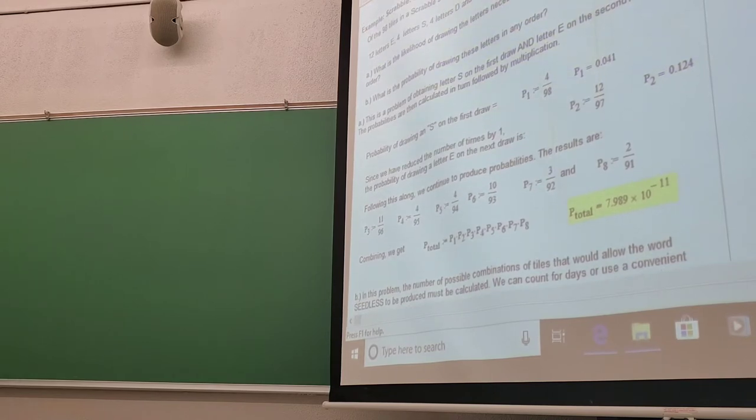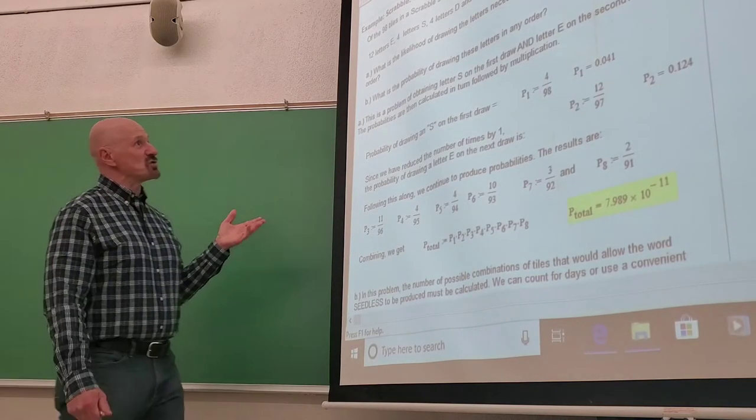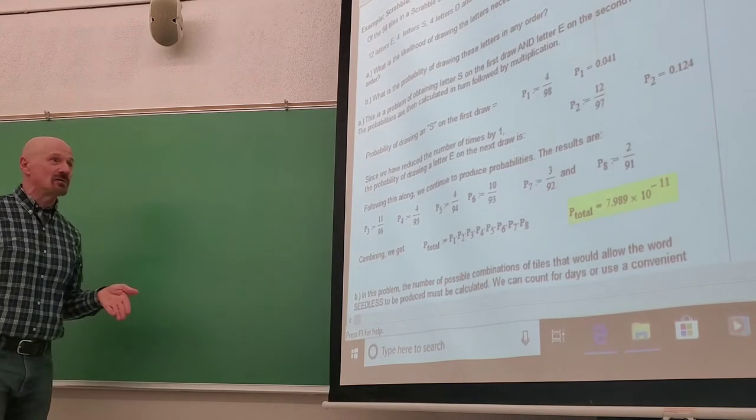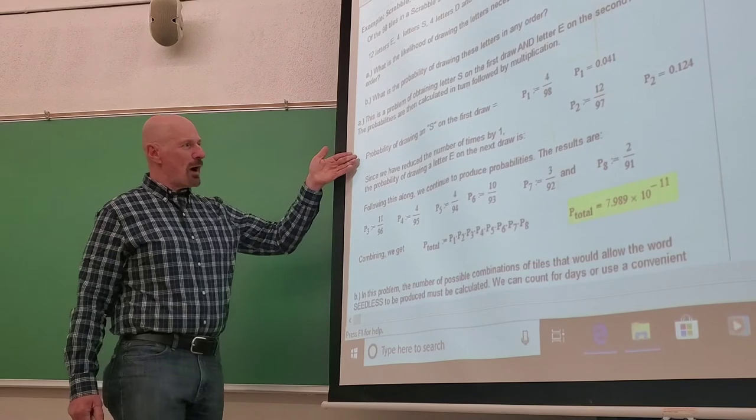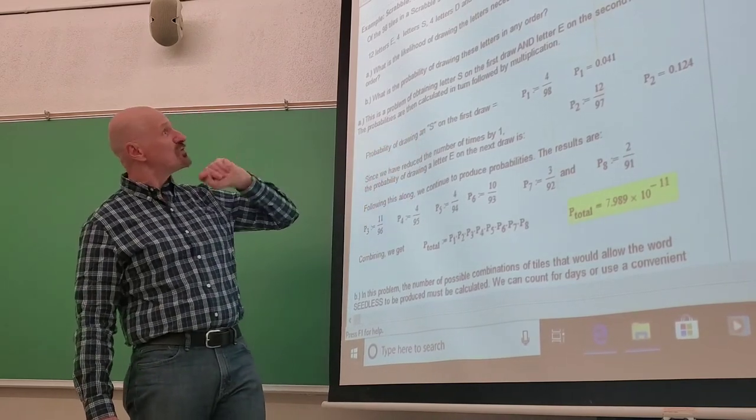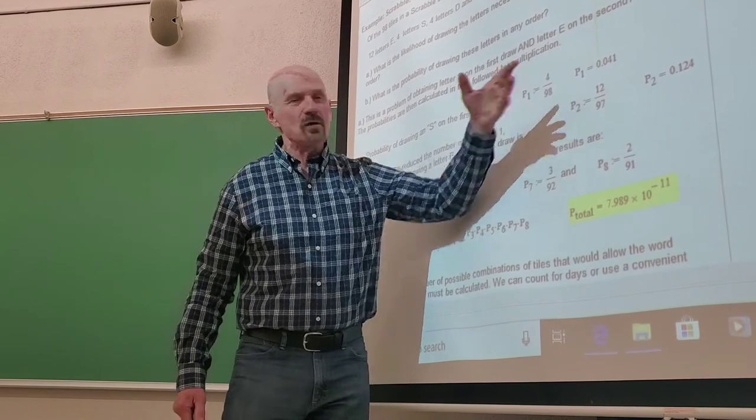There are 98 tiles in a Scrabble set, not including the blanks. Included in that Scrabble set, there are 12 letters E, 4 letters S, 4 blocks with letter D, and 4 blocks with letter L. I want to know, what is the probability of drawing the letters necessary to spell the word "seedless" in order? So you reach into the bag, you pull out an S, then you reach in and pull out an E, in order. The first one, again, of 98 tiles, that's the total, the probability of drawing S on the first draw, there are 4 letters S. So it's 4 over 98, or 0.041.